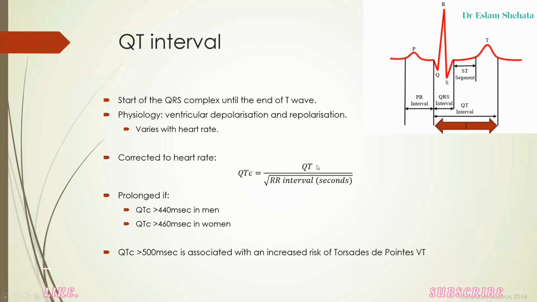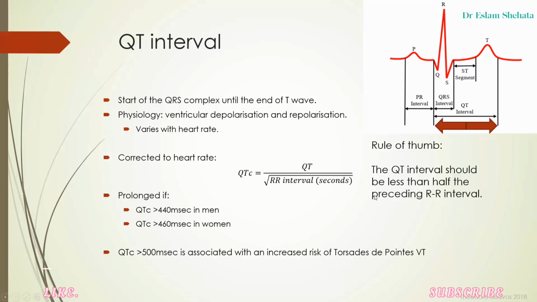So that formula is the QT interval that you measure divided by the square root of the RR interval in seconds. Now, I certainly can't be doing these square roots in my head, certainly not in the middle of the night on ward call. So as a rule of thumb, the QT interval should be less than half of the preceding RR interval. And I'll show you what I mean by that on the next slide.